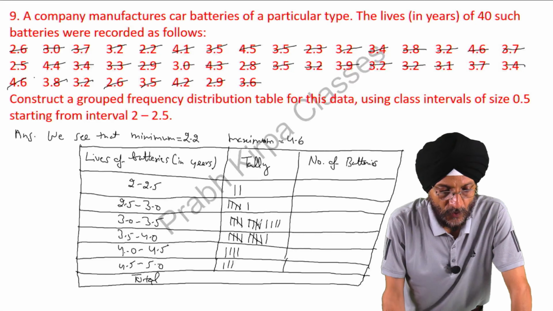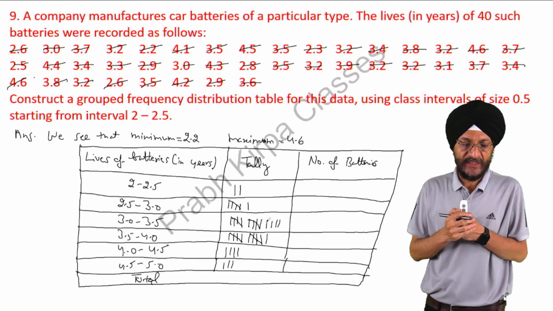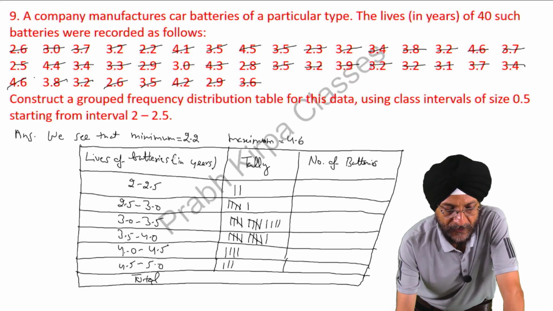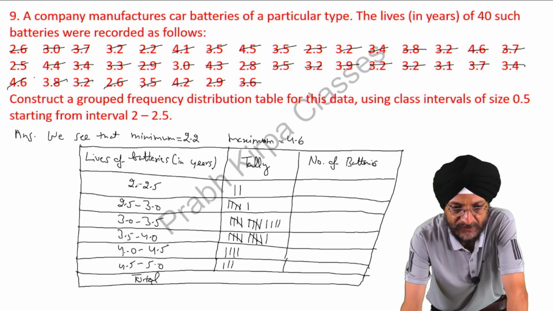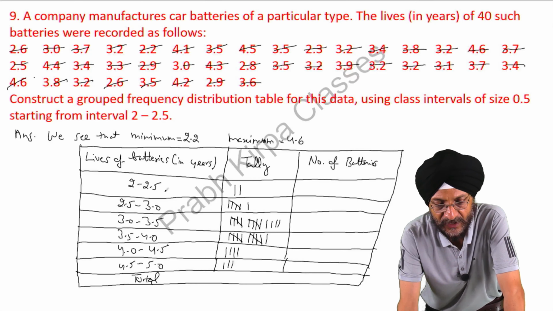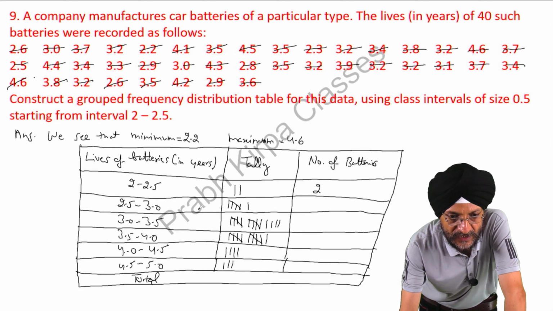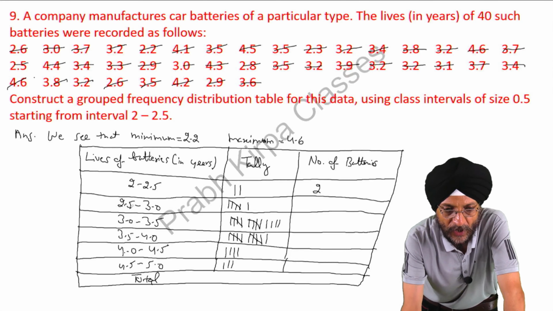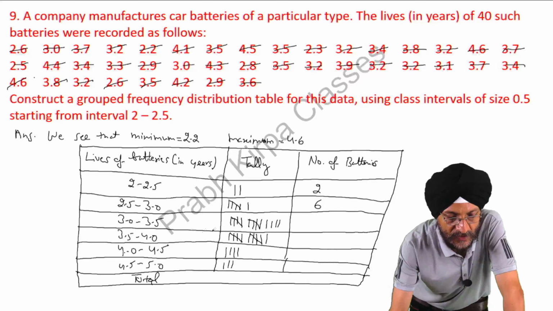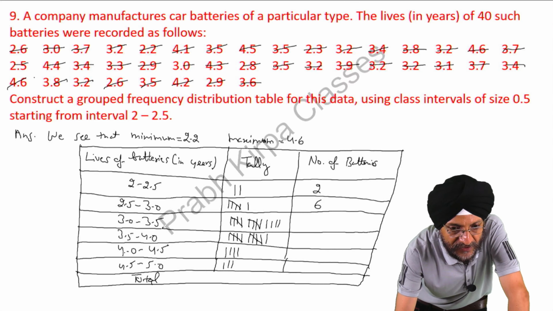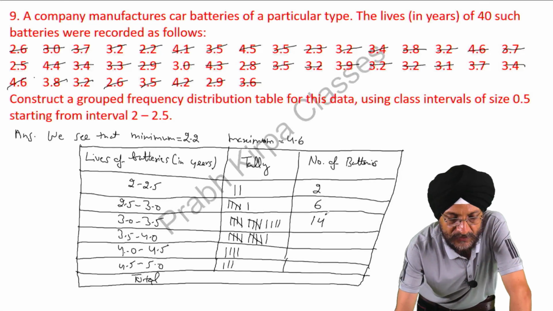So now we will count the number of batteries which are having the life falling in the particular class interval. Between 2 to 2.5 years, these are 2. Next, the number of batteries which are having life of 2.5 to 3 years are 5 plus 1, 6. Now the next is the number of batteries having life in between 3 to 3.5. These are 5, 5 plus 4, 10 plus 4, 14.